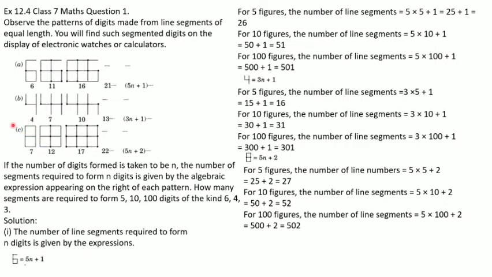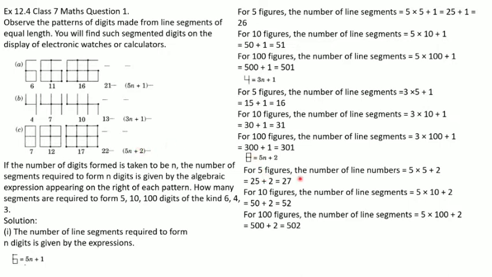Now let's move to part C. It looks somewhat like the number 8. This is a 1-digit number. How many line segments are used here? 7. To make 2 figures, 8 and 8, how many line segments are used? 12. For 3 figures, 17. For 4 figures, 22. In the same way, follow the pattern 5n plus 2 to make an n-digit number.